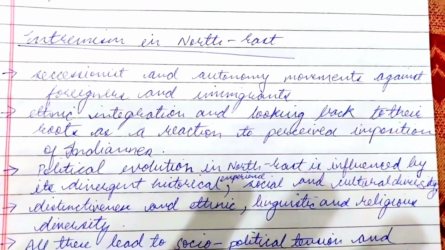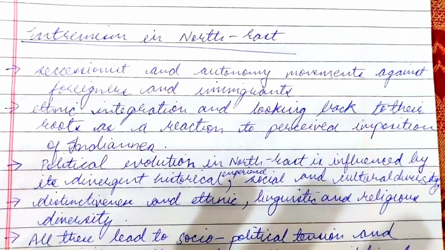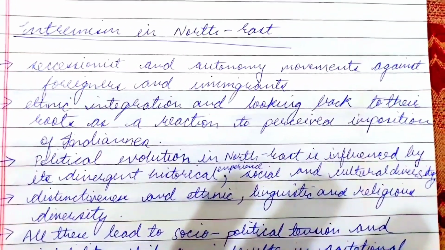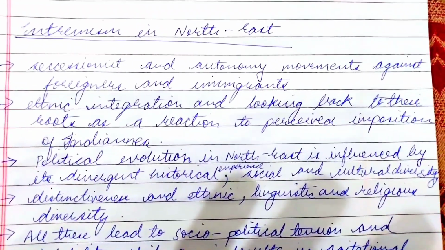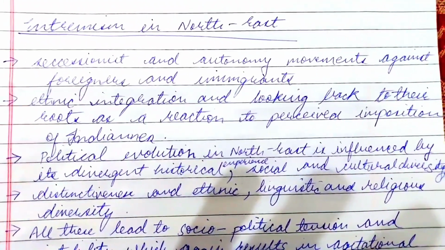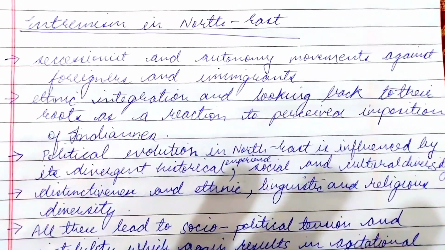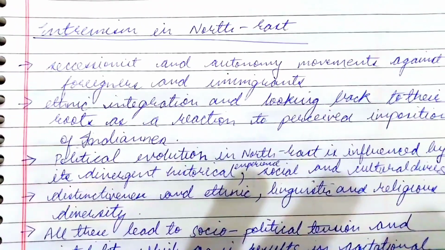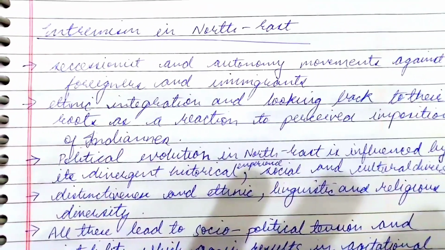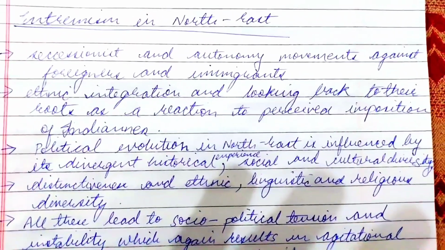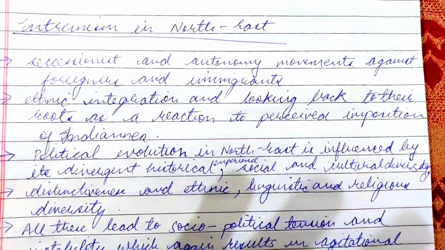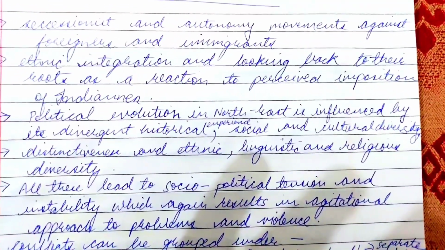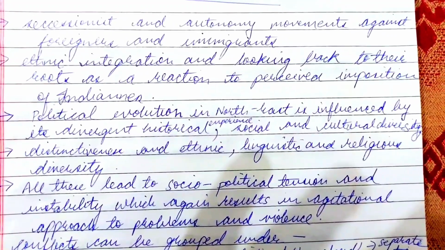Now we look at extremism in the Northeast. As we can see, the Northeast has many secessionist and autonomy movements against foreigners and immigrants. The Northeast is a neglected area of India. Nowadays development activities are going on, but earlier it was very much neglected, with a different terrain, different ethnic groups and different types of people, with different culture and language, as well as many things different from mainland India. So there were many secessionist and autonomy movements against foreigners and immigrants there, and ethnic integration and looking back to their roots as a reaction to the perceived imposition of Indianization.